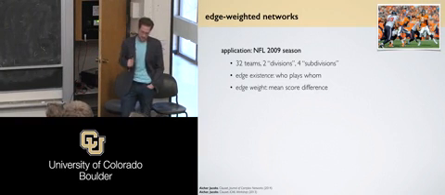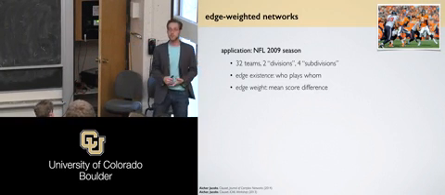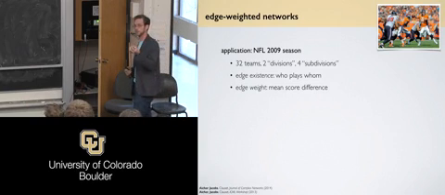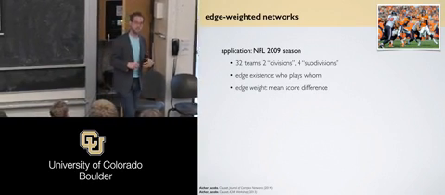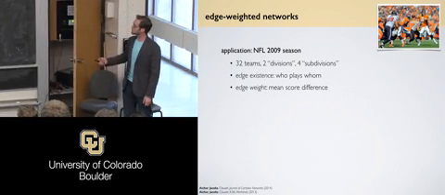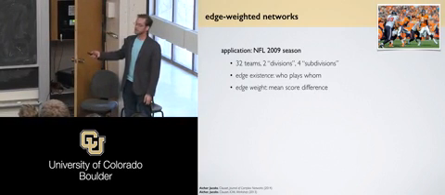Anyway, so NFL 2009 is 32 teams. It's a small network. That's why I chose it. Also because it has a subtlety embedded in it that I want to use to illustrate a point. So 32 teams, 2 divisions. Each division has some subdivisions. So edge existence in this graph is who plays whom.